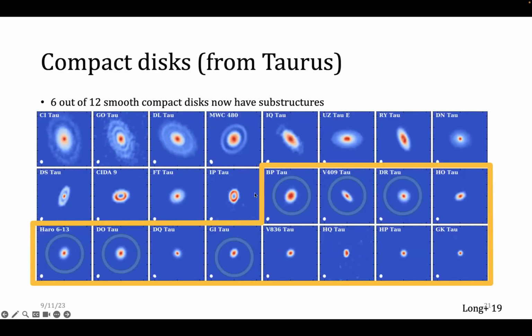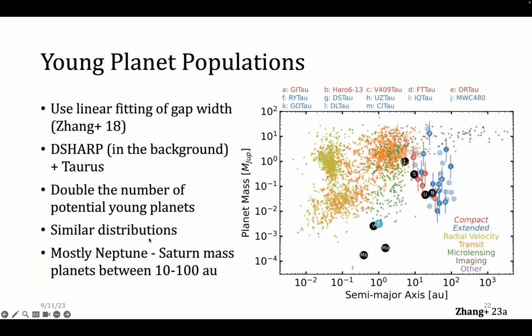Using this method, we identified 6 disks that had been identified as smooth disks in a previous paper, but with new substructures. And this can boost our statistics. We then use the same linear fitting method in our 2018 paper to put the potential young planet population for the Taurus sample on this planet mass semi-major axis diagram, which effectively doubled the number of potential young planets.